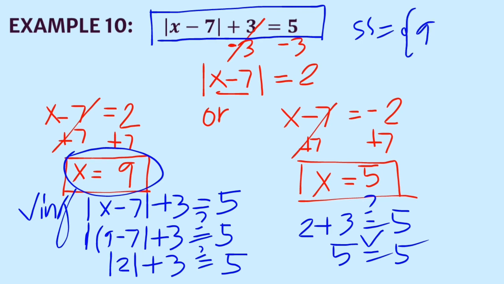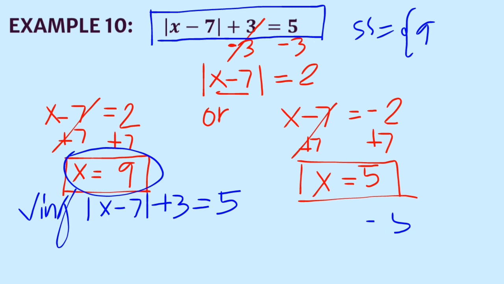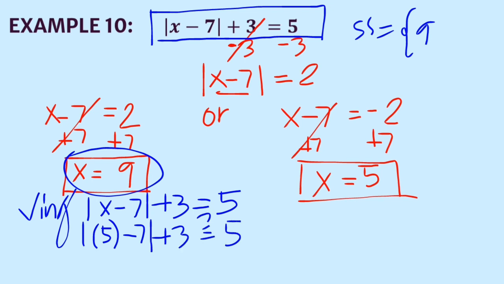Now, how about our 5 here? Okay, let's do some checking. Let's substitute it. 5. So this is 5 minus 7 plus 3 is 5. Now 5 minus 7 is negative 2 plus 3 is 5.